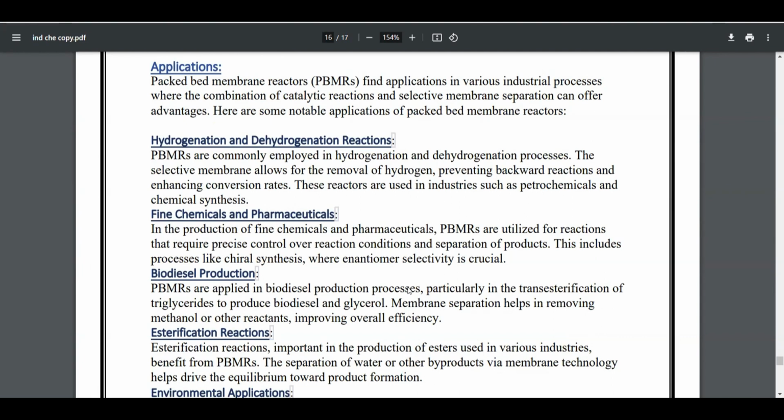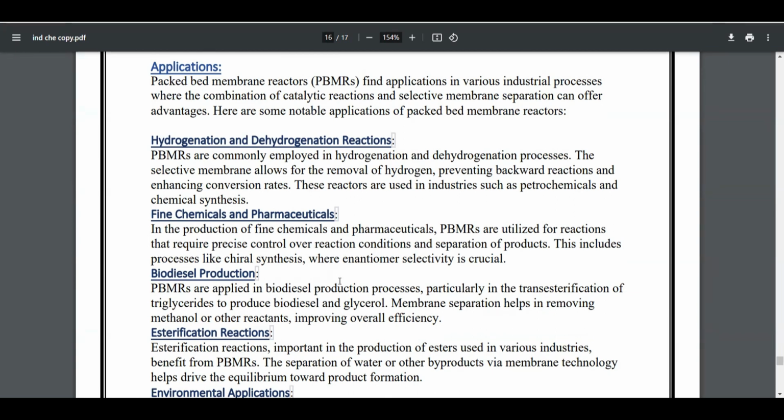Number one is hydrogenation and dehydrogenation reactions. So these reactors are commonly employed in hydrogenation and dehydrogenation processes. The selective membrane allows the removal of hydrogen, which will prevent the backward reactions, and it also enhances the conversion rates. These reactors are used in industries such as petrochemical and chemical synthesis.